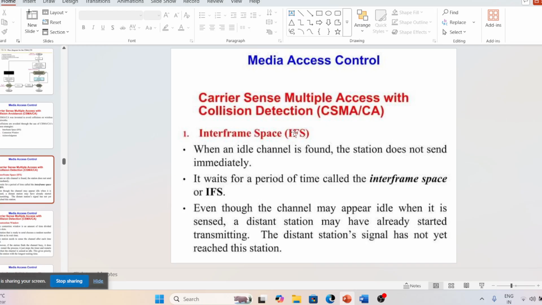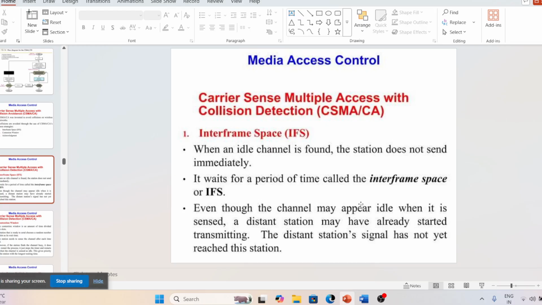First, we have the interframe space. When an idle channel is found, the station does not send immediately. जैसे आपको एक idle मिलता है, it means no one is transmitting any data. So you are going to wait for some time. So that time is known as interframe space, or IFS. So a one mark question can be asked in the examination from this slide.